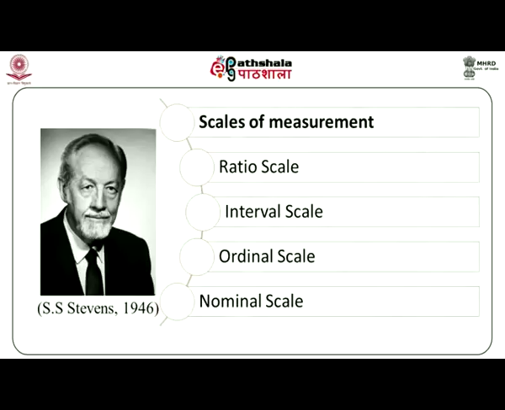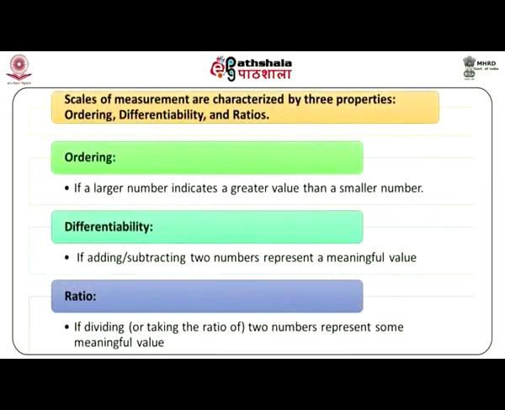These levels indicate the type of arithmetic that is appropriate for the data, such as ordering, taking differences or taking ratio. Scales of measurement are characterized by 3 properties: ordering, differentiability and ratios. Ordering is if a large number indicates a greater value than a smaller number. Differentiability is if adding or subtracting 2 numbers represents a meaningful value. Ratio is if dividing or taking the ratio of 2 numbers represents some meaningful value.